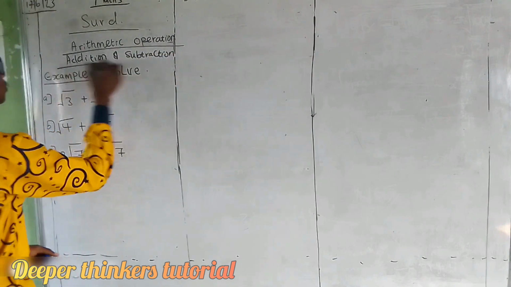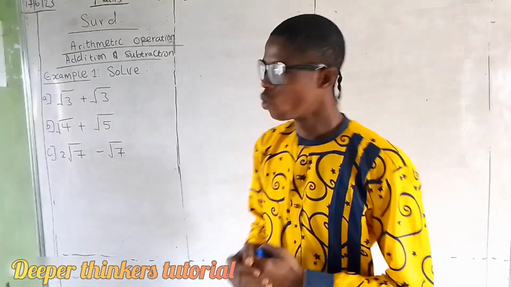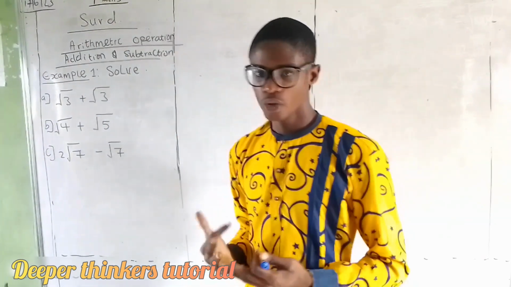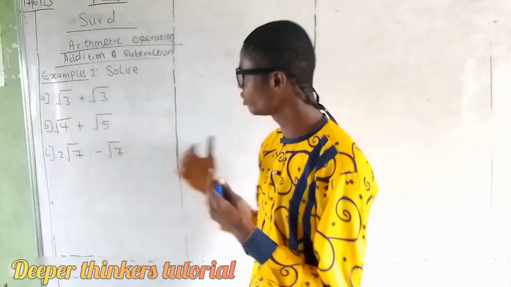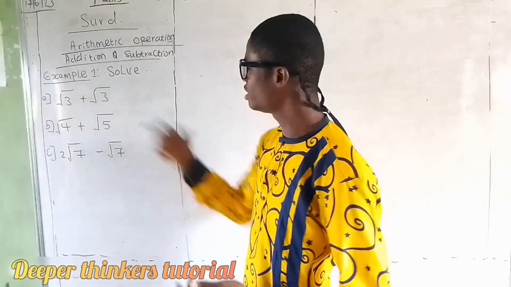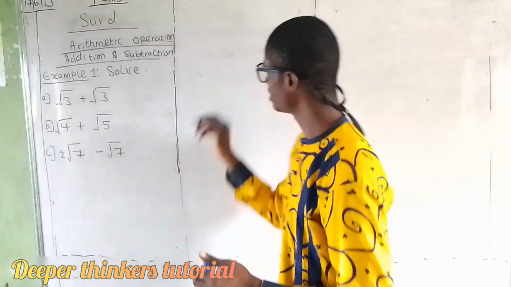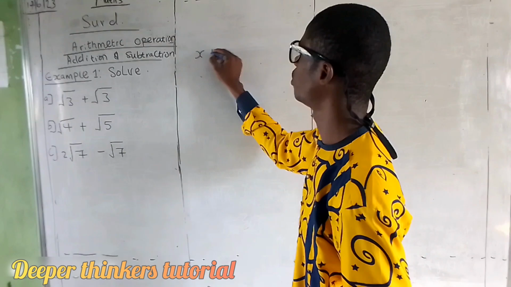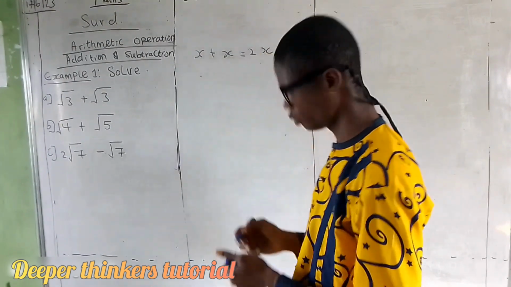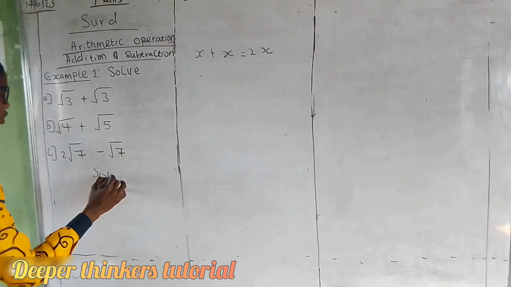Now, how do we tackle this question? Take note: whenever you have addition or subtraction of surds, you first check for some criteria. One of those criteria is, are they the same? If they are the same, then we assume they are like unknowns, like x plus x. x plus x is 2x. That's how it goes.